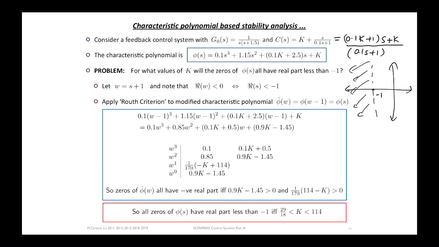right? Why? Well, remember that the zeros of this correspond to the closed loop poles. So if we can find out for what values of k the closed loop poles lie to the left of -1, then we know that the impulse response of the closed loop system will have things that decay faster than e to the minus t, because the real part will always be less than -1.